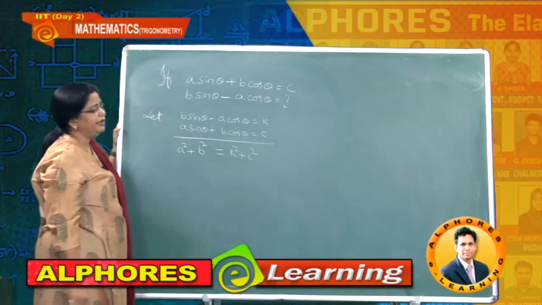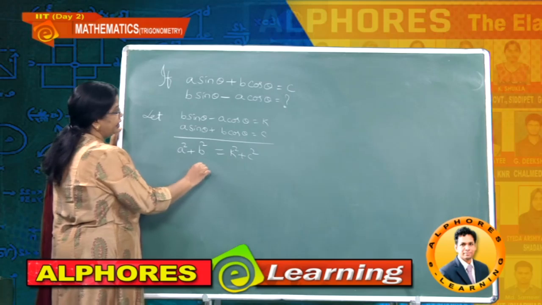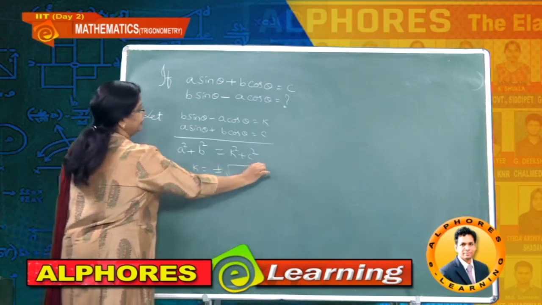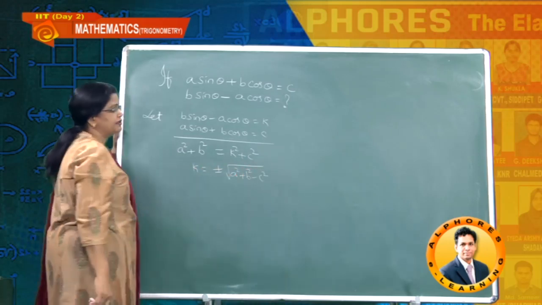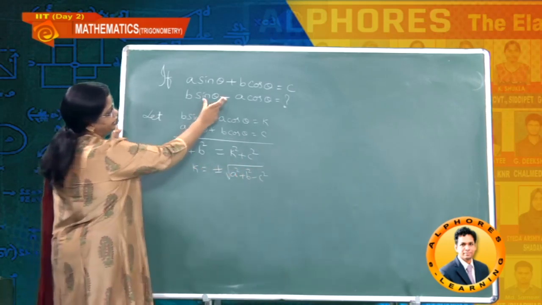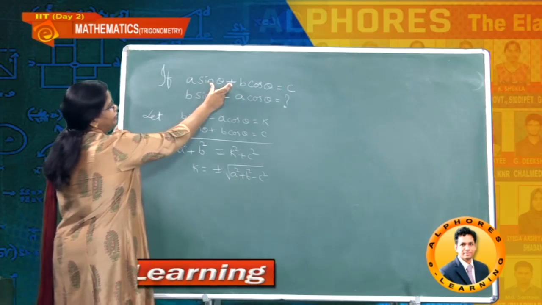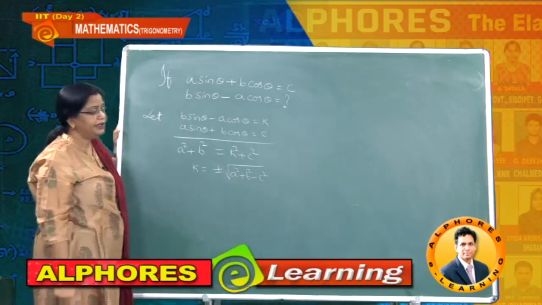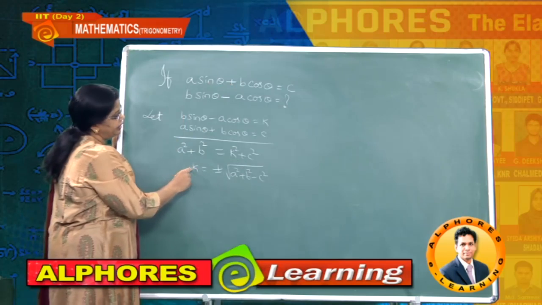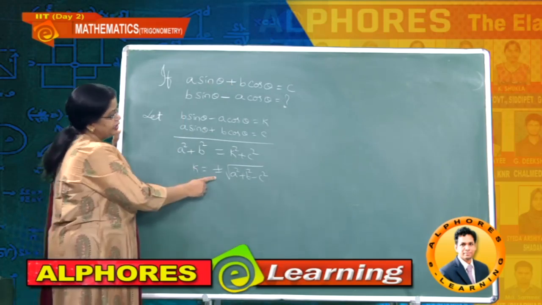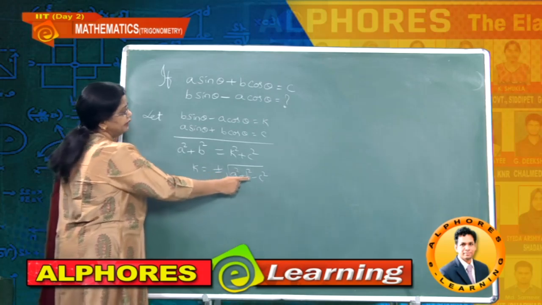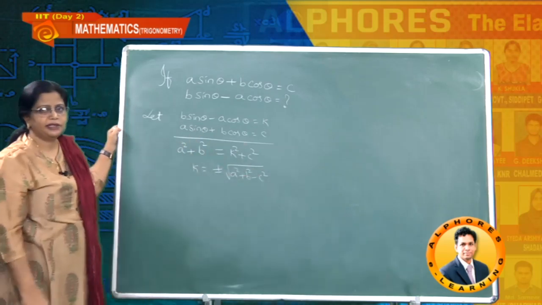Now what is the requirement? K. So K equal to plus or minus under root of A square plus B square minus C square. Sometimes they give this value and they will ask about this value. Then also nothing to worry, you can find the other value also, that is C equal to plus or minus under root of A square plus B square minus K square.